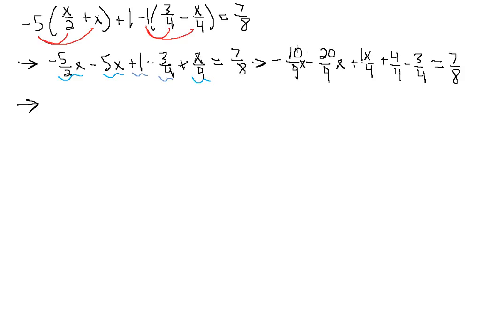Okay, so let's take it one at a time. Minus 10 over 4 minus 20 over 4 is a minus 30 over 4 x. Okay, so we just combine these two terms. Let's rewrite this term as a plus 1 over 4 times x. We took care of that one, and we can go ahead and combine these two right here. 4 over 4 minus 3 over 4 is a positive 1 over 4. We still have our 7 over 8 on the other side.